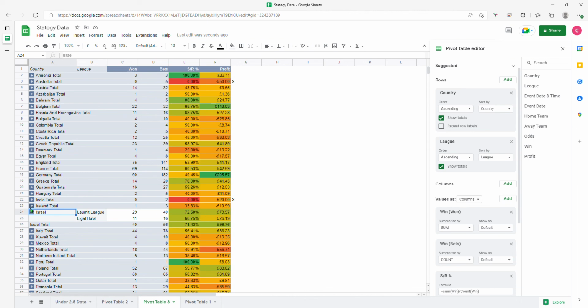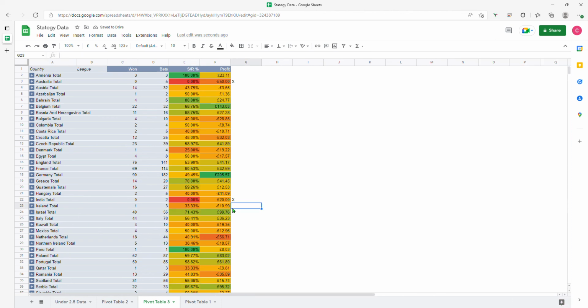So I'd be happy enough to keep those in, so I might mark that as like a Y, just to say yeah, happy with the whole of Israel, for example. So that's how we work through this anyway.